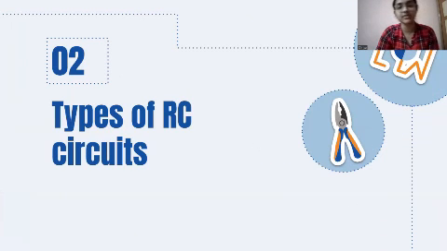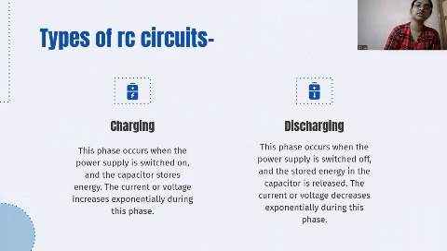Now let us come to the different types of RC circuits, which are namely the charging circuits and the discharging circuits. Charging phase occurs when the power supply is switched on and the capacitor stores energy. The current or voltage increases exponentially during this phase, and discharging phase occurs when the power supply is switched off and the stored energy in the capacitor is released. The current or voltage decreases exponentially during this phase.